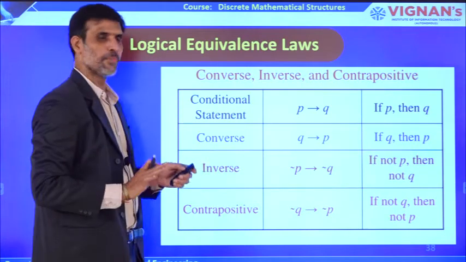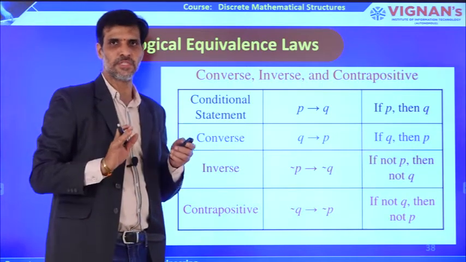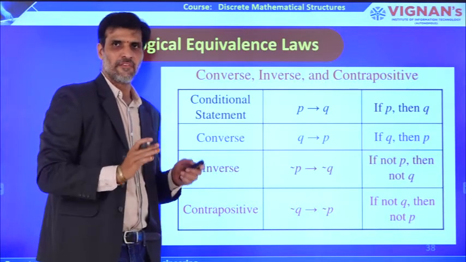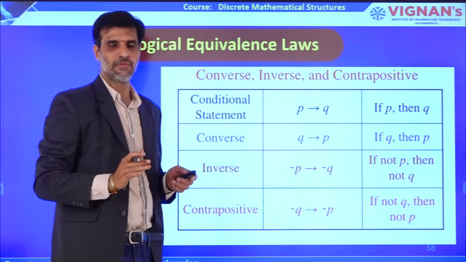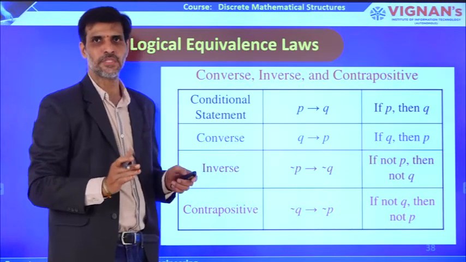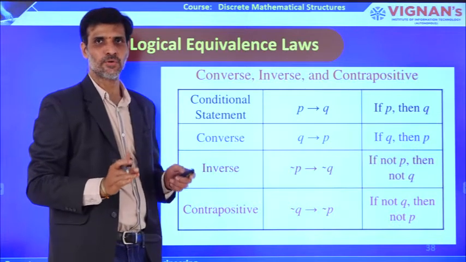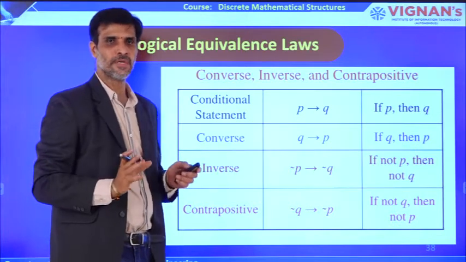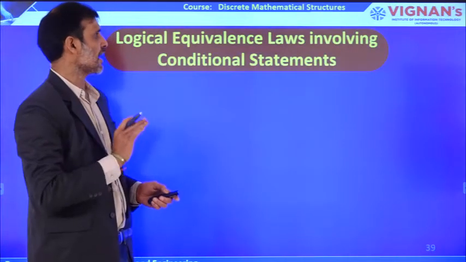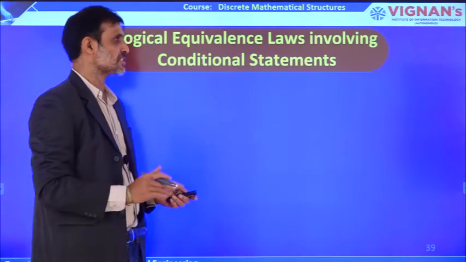So how do we prove all these laws? Using the truth table. To check whether these laws are logically equivalent or not, we construct the truth table for the two given compound sentences. So, logical equivalence laws involving conditional statements.